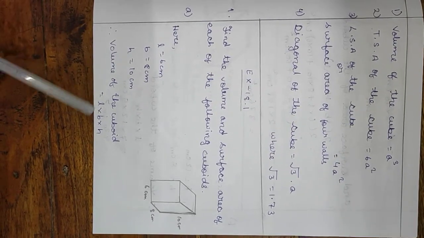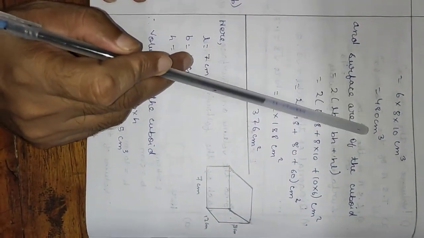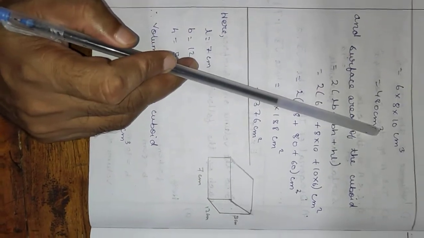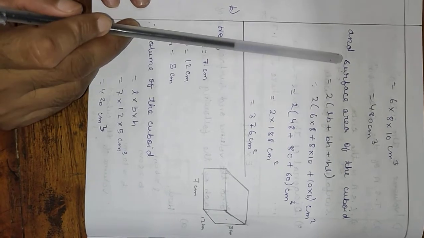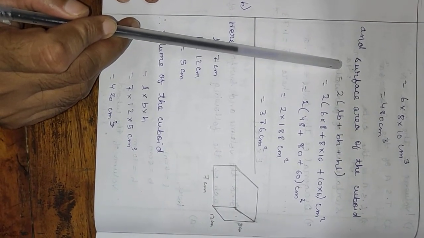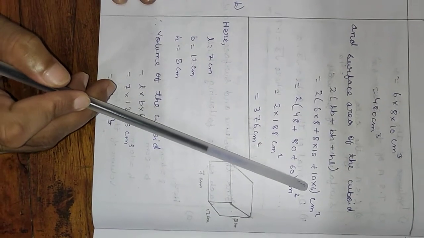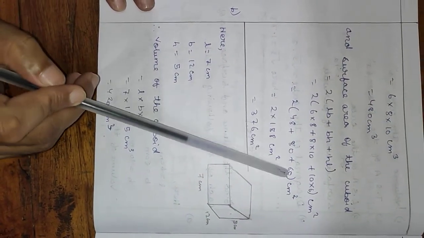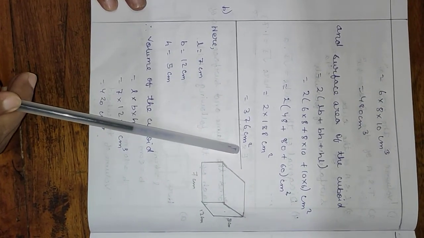Therefore volume of the cuboid is L into B into H, 6 into 8 into 10, after multiplication 480 cm cube. Unit for volume is always cube unit, meter cube or centimeter cube. And surface area, they are asking only surface area. Whenever they are asking surface area, that means TSA, total surface area: 2 into (LB plus BH plus HL), 2 into (6 into 8 plus 8 into 10 plus 10 into 6), 48, 80, 60, addition 188 into 2, it becomes 376 centimeter square.